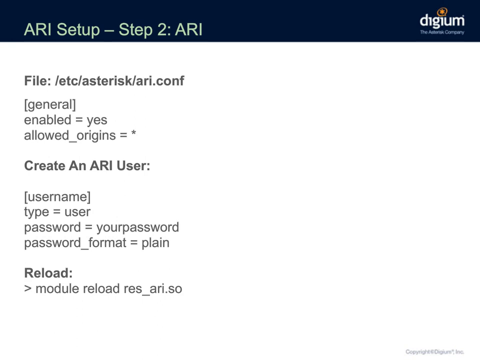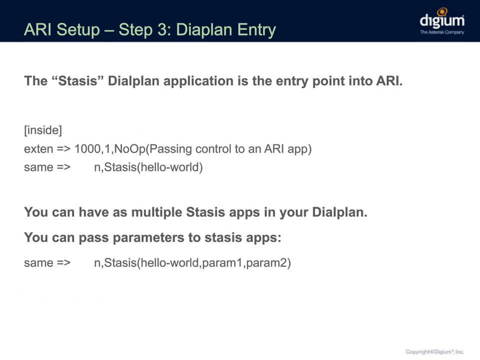So stepping back for a second, the third step in being able to use ARI is to actually create one or more spots within your dialplan where you use the Stasis app to invoke an ARI application. So here we see the inside context, and within there's extension 1000. The first NoOp step simply echoes out to the console so you know that it's being called, passing control to an ARI app. And then the next step, Stasis, is where we pass control over to an application called Hello World.